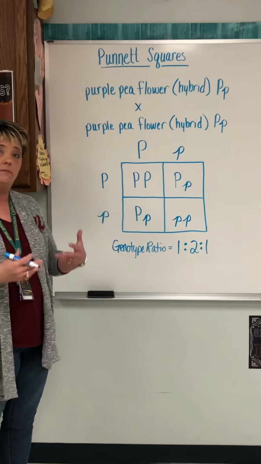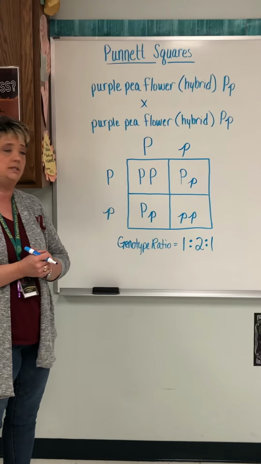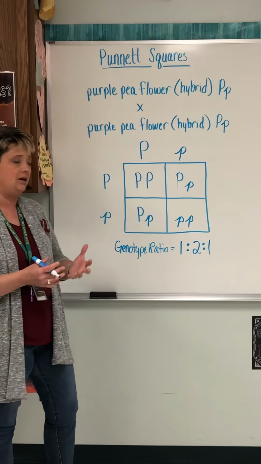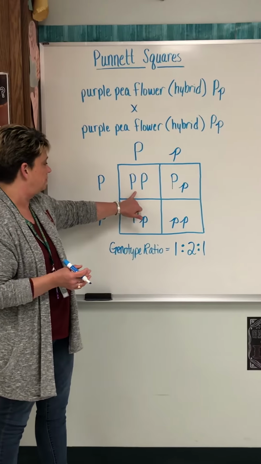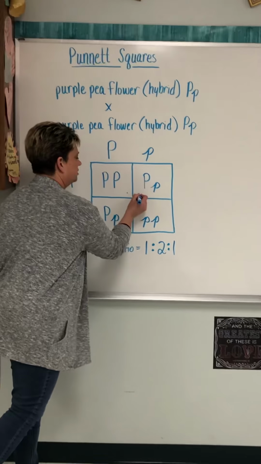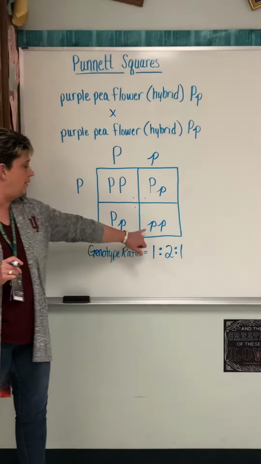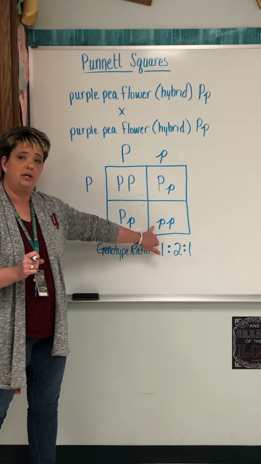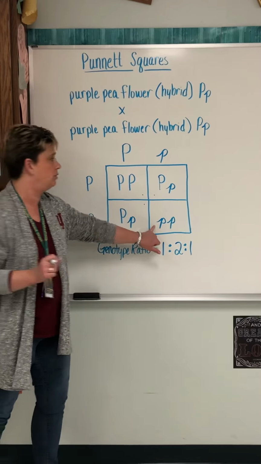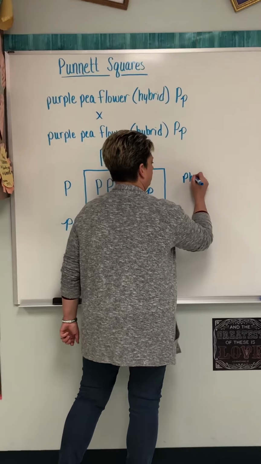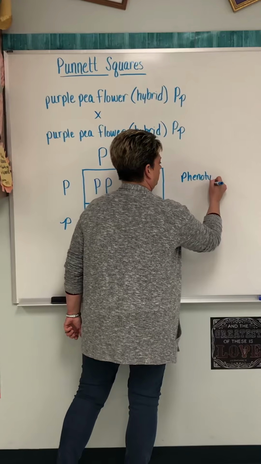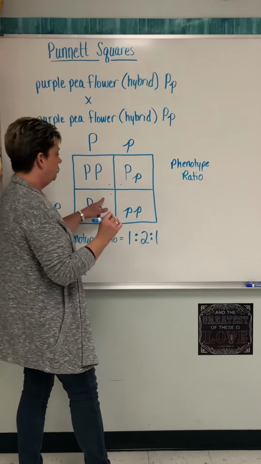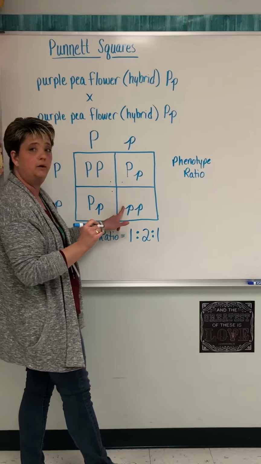Now, if we want to look at them in terms of phenotypes, their physical characteristics, every single one of these that has a capital letter is going to show the characteristic of purple flowers. So this one's going to be purple. I'm going to put a little dot here. This one's going to be purple, and this one's going to be purple. However, this one here with the 2 lowercase will not. This 2 lowercase allele combination will be a white flower. So our phenotype ratio, I'm going to write that over here, would be 3 purples to 1 white.